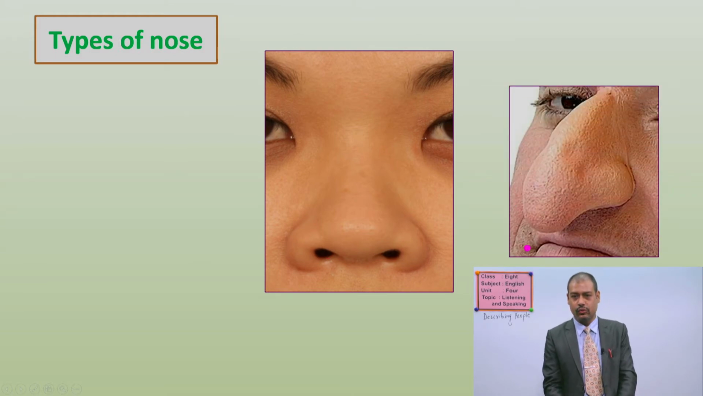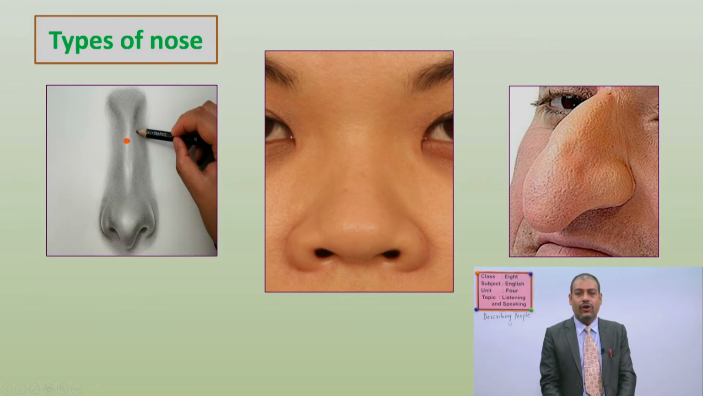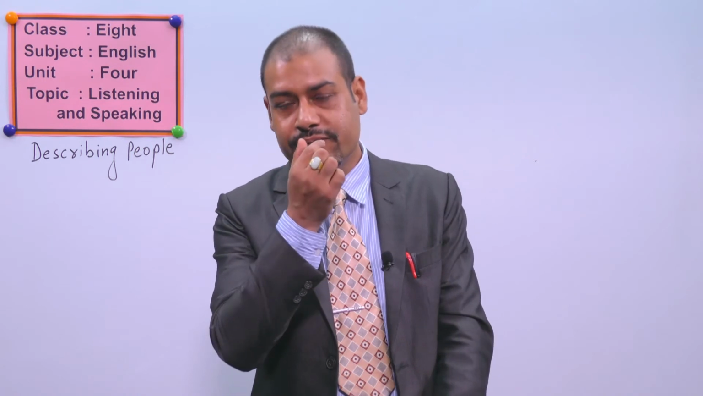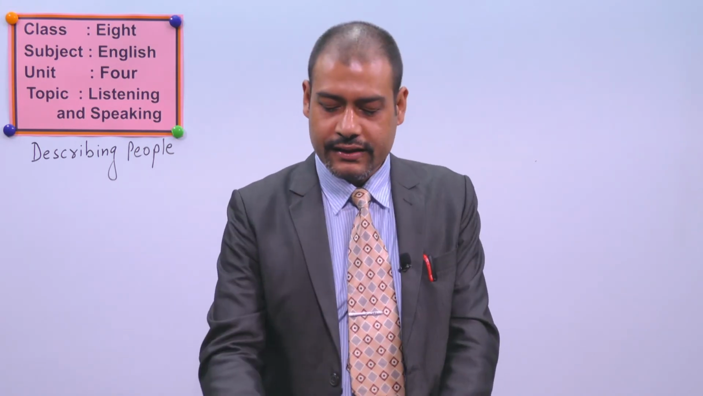Next, this is hooked nose. Here is a little bit bending, let's say hooked nose, okay? Now this is long straight nose, okay? It is long and straight nose. So don't forget, long and straight nose, short and broad nose, hooked nose, crook nose, there are many other words that you can use to describe the type of nose of people.